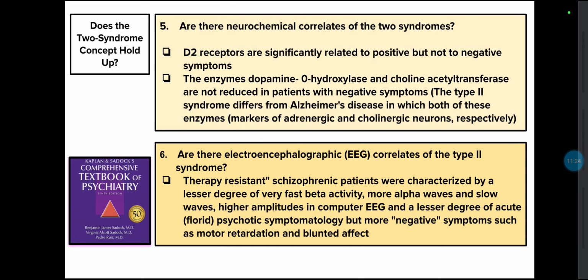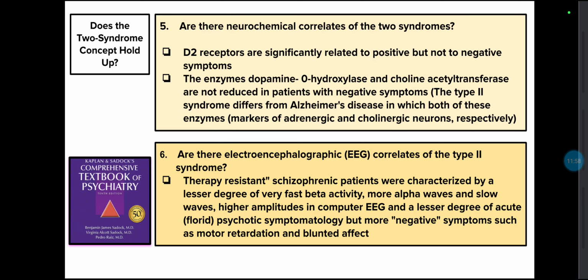Also, coming to the sixth question, are there EEG correlates of type 2 syndrome? So the therapy resistant schizophrenia patients were characterized by a lesser degree of very fast beta activity, more alpha waves and slow waves, higher amplitude in computer EEG, and a lesser degree of acute psychotic symptomatology, but more negative symptoms such as motor retardation and blunted affect. So yes, there are clear-cut EEG findings in the type 2 syndrome, that is the syndrome comprising more negative symptoms.